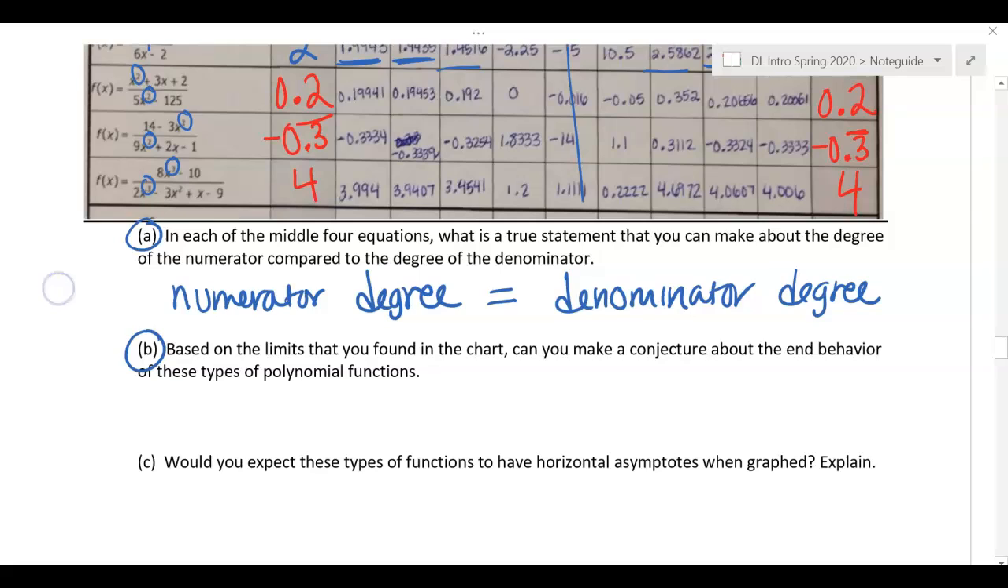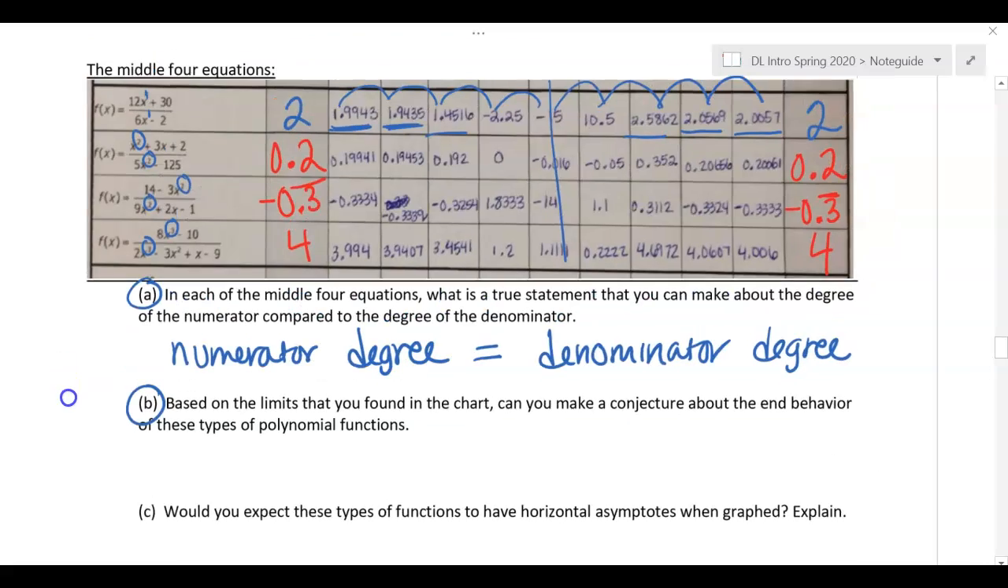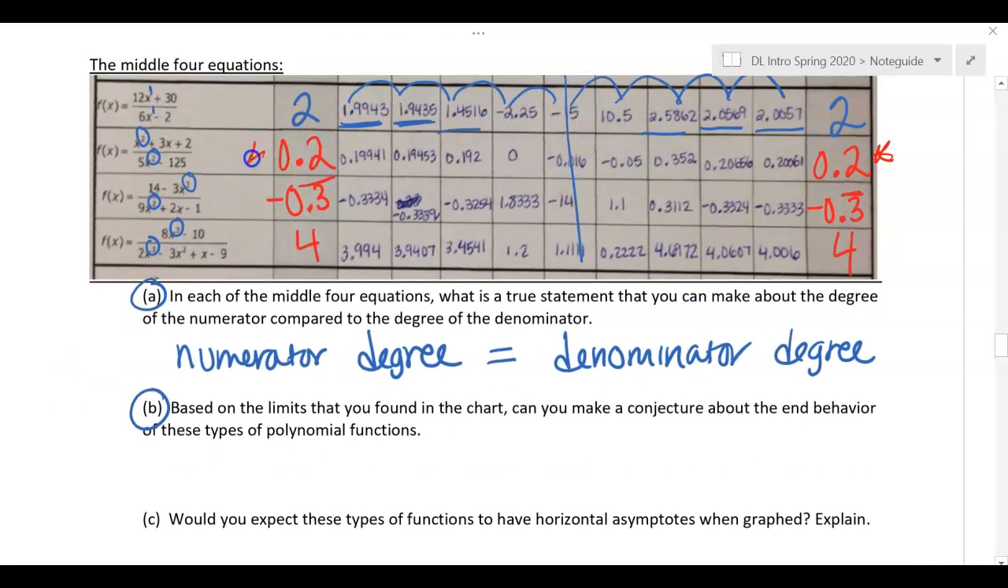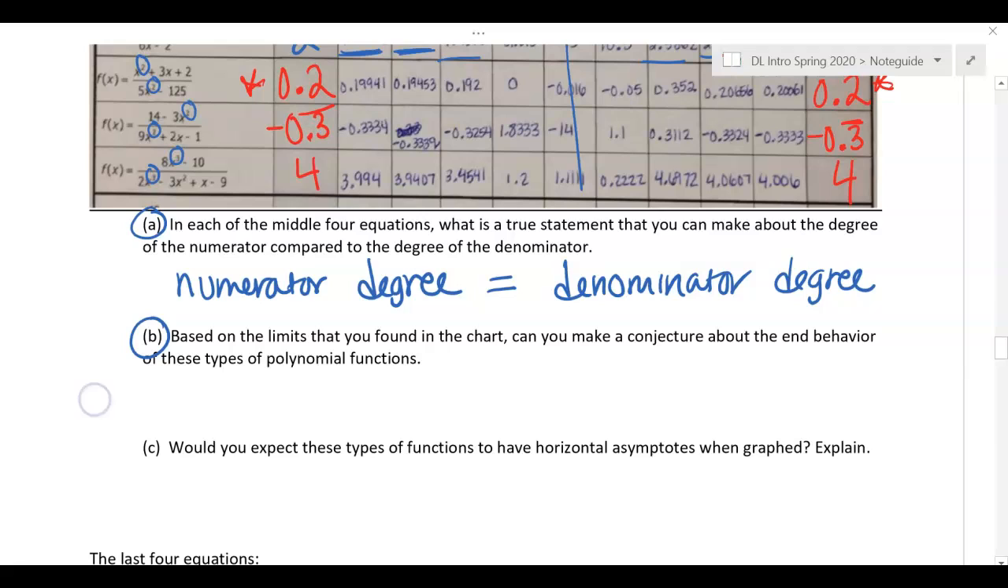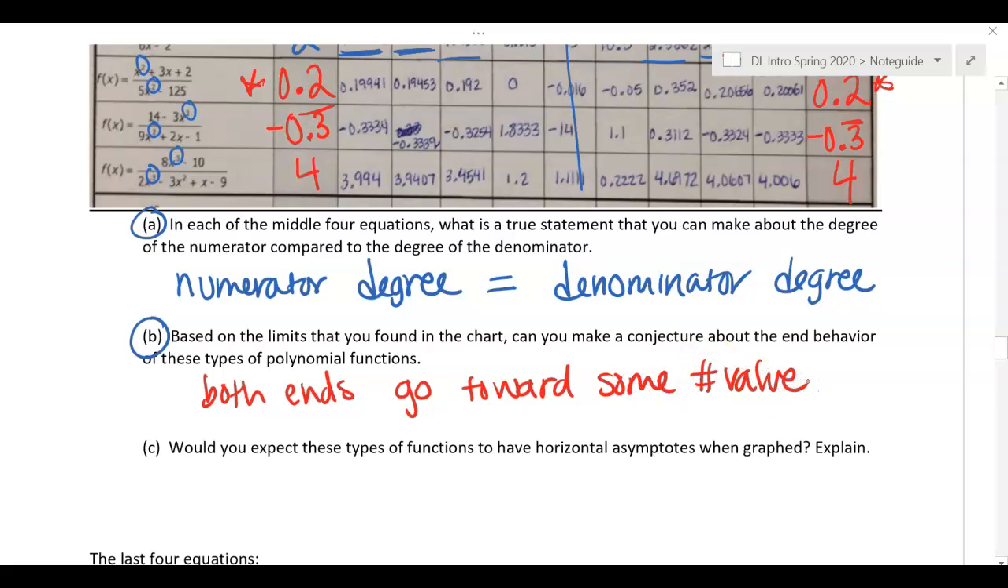So we're going to go ahead and make a conjecture about the end behavior. So notice here the end behaviors don't go towards negative infinity or infinity, but both ends do seem to stay at the same value. So the end behavior tends to kind of end at a specific number. So both ends go toward some number value. That's kind of as good as we have right now. So would you expect these to have a horizontal asymptote when graphed? My answer would be yes.